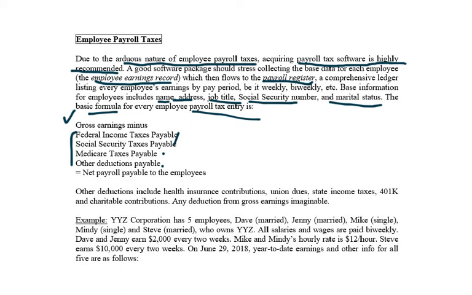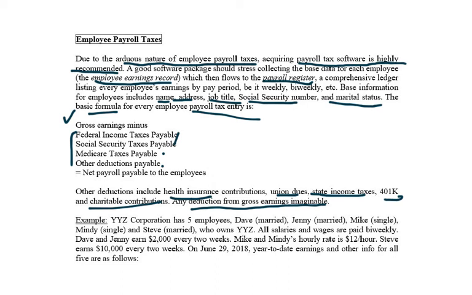So it's going to be minus federal income taxes payable, Social Security, Medicare, other deductions payable. We'll see examples in the next video of what I'm talking about there. All those deductions will equal the net payroll payable to the employees. In other words, whatever you ultimately end up adding to your employees' applicable accounts if you have an EFT situation set up, or whatever you cut the check for. And again, other deductions include, this is not comprehensive, just a few things here: health insurance, union dues, state income taxes, 401k, and charitable contributions. Any deduction imaginable would be included in that other category there.